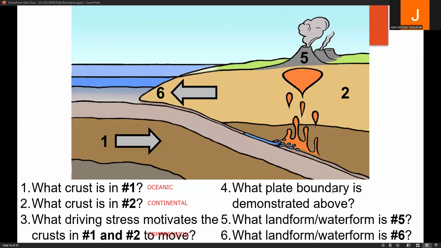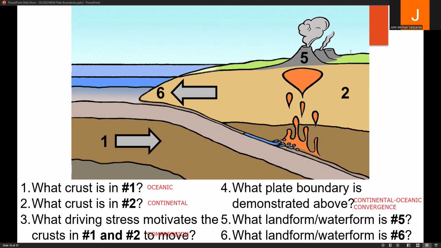Number four. What plate boundary is demonstrated above? You have one oceanic crust colliding with a continental crust. That's why this one is a continental-oceanic convergence. So sir, can we interchange the crust in the title? Can we also call it oceanic-continental convergence? That's also fine. Okay. Now, there are two geological formations by continental-oceanic convergence.